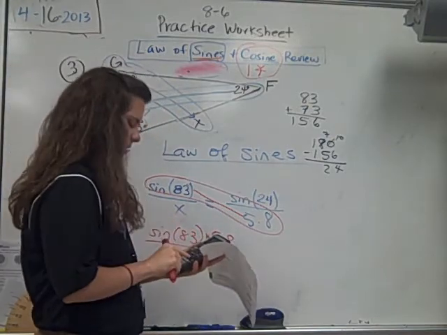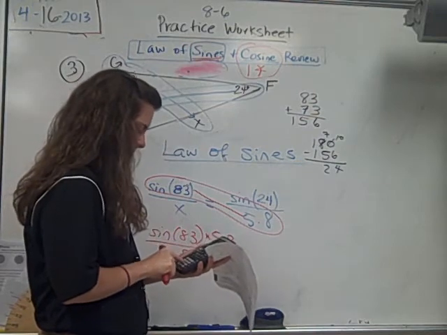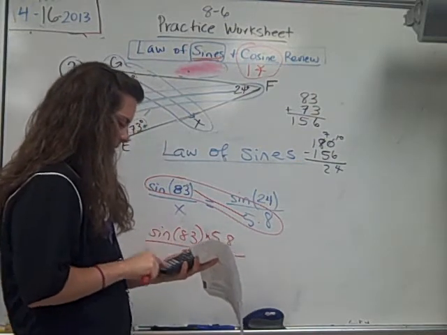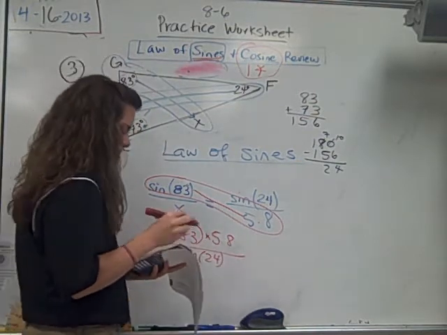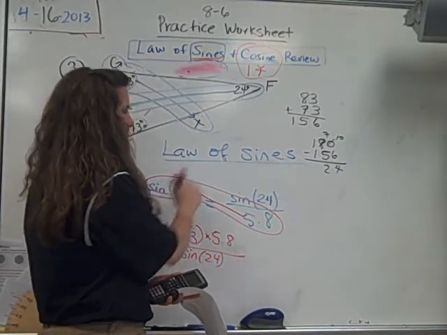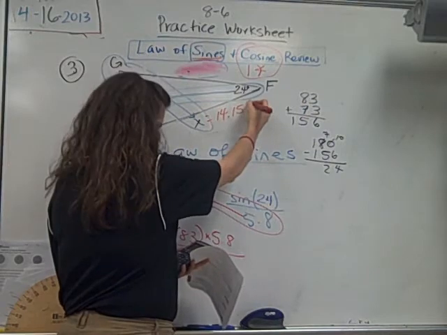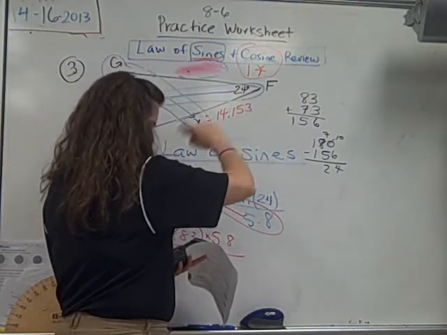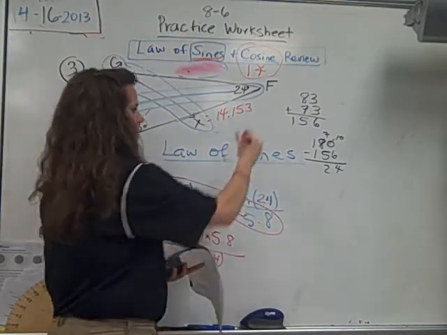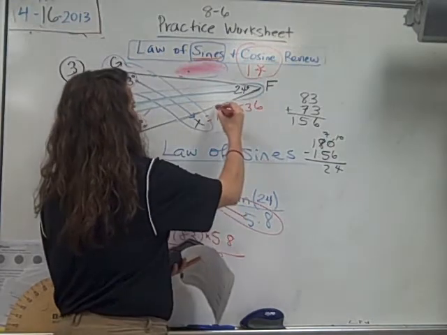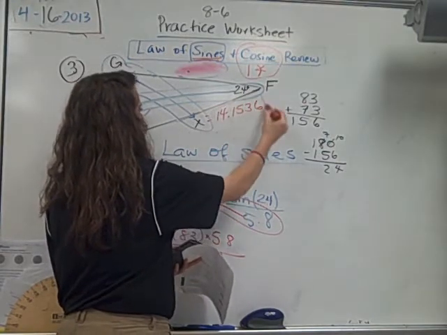Okay, now let me do it again, and let's see what it gives me. When you punch this in, cross multiply, divide, your answer should be 14.1536 if I round off to the fourth decimal place.